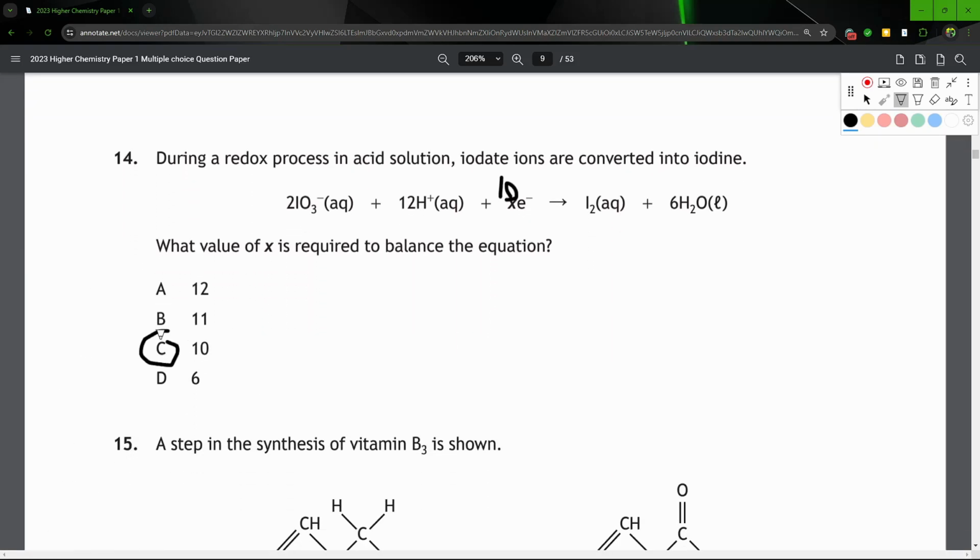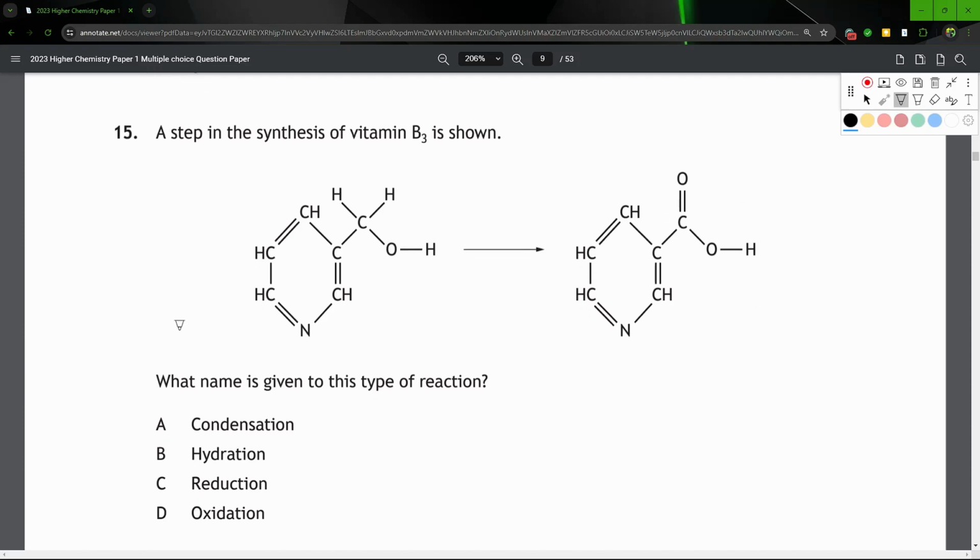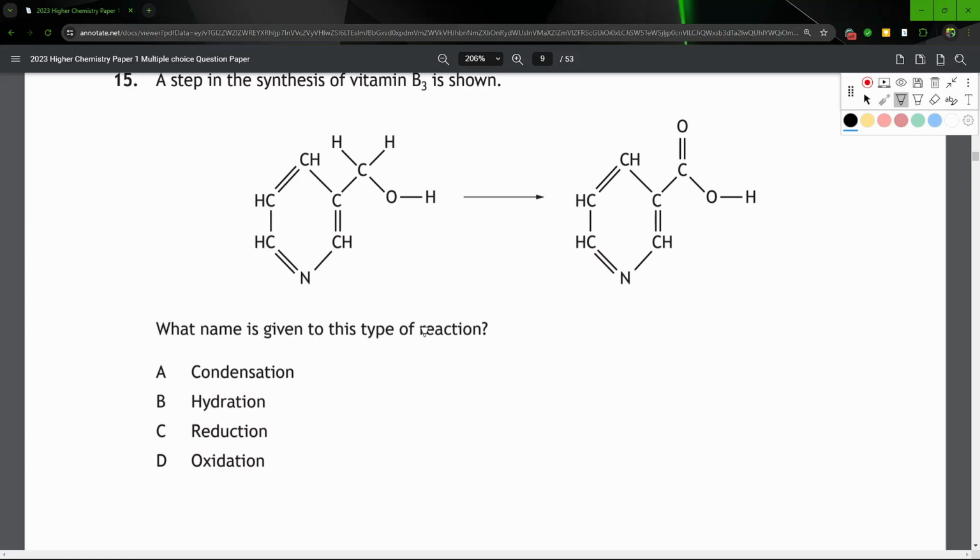And it would be C. A step in the synthesis of vitamin B3 is shown. What name is given to this type of reaction? So we can see here that we're turning what's basically an alcohol into a carboxylic acid. So what would be this type?